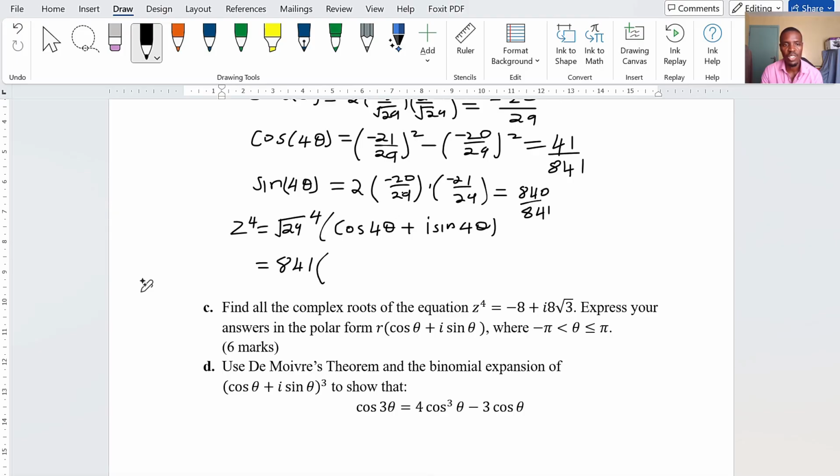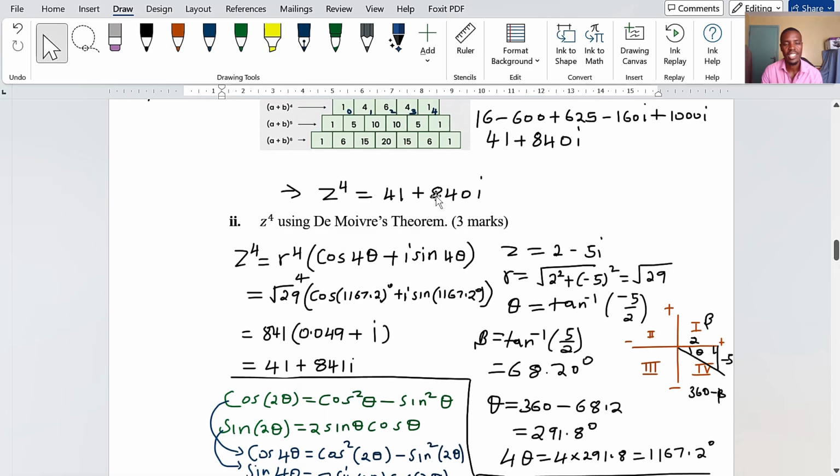And we already know that cos 4 theta is here, which is 41 over 841, then plus i sin 4 theta, which is 840 over 841. Now you see we get the correct thing, like the binomial expansion, because when you multiply 841 times this, it will cancel 841, we get 41. Then plus 841 times this, it will cancel 841, then we get 840i, which is exactly the same as this.